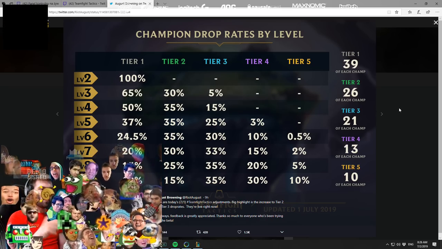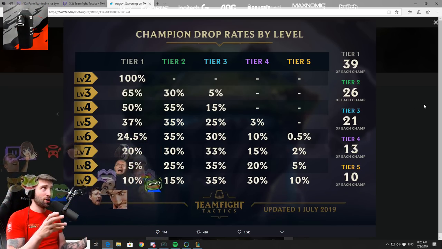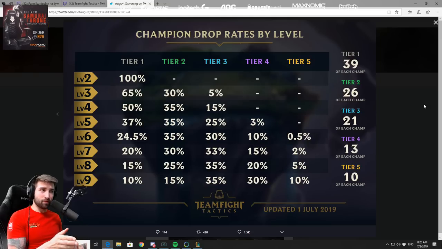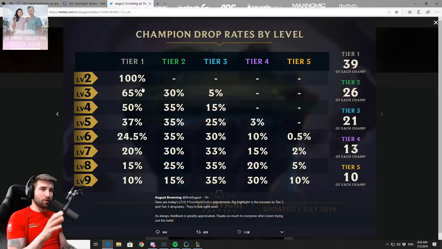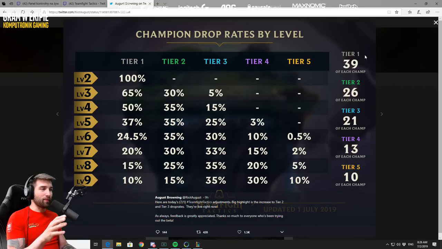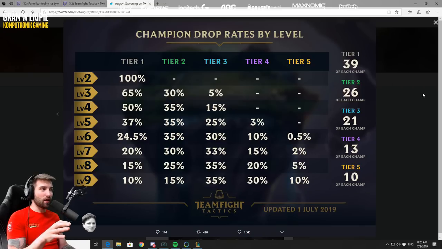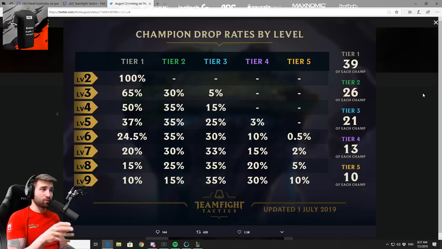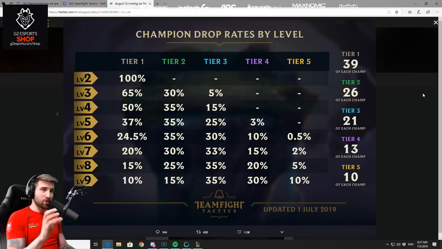Now, another big buff. I mean, not buff, but it's a change. It's a change of everything that is happening in the game. That's a huge change. The drop rate table is actually insane. Right now, we have different percentages of getting units, and it's a big buff to tier 3 and tier 2. The amount of champions that we have in the game didn't change. We still have 39 tier 1, 26 tier 2, 21 tier 3, and 13 tier 4, 10 of tier 5. So the probability of building a character just by judging by the amount of pieces is still the same. But what changed is the probability of getting a specific tier on specific levels.